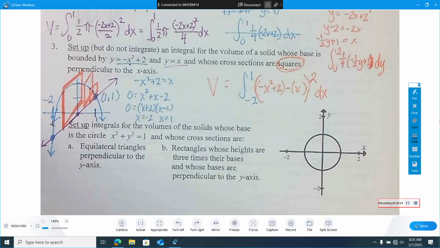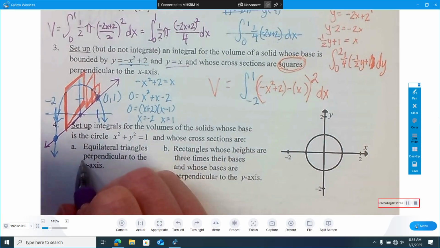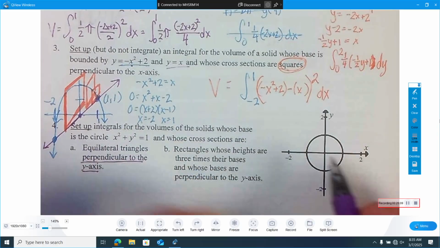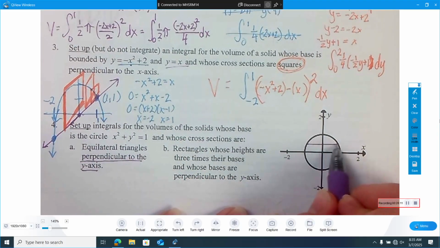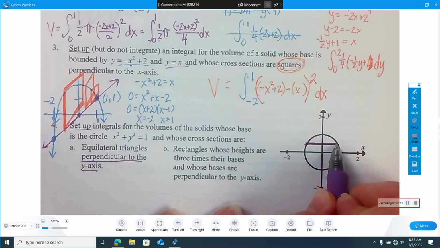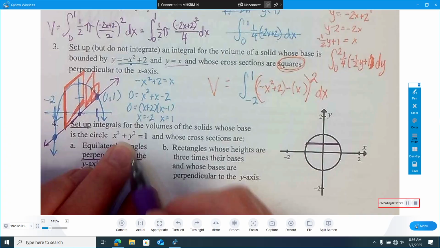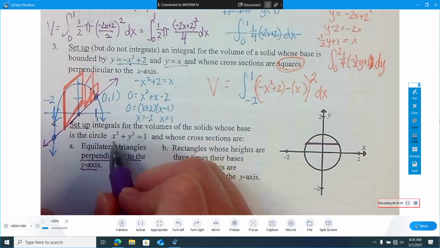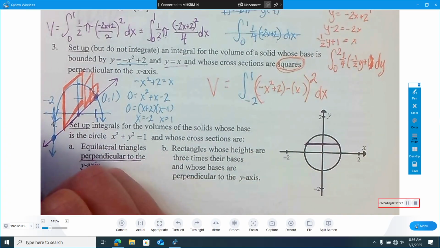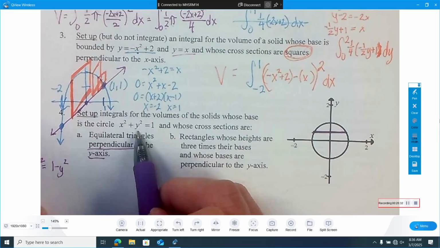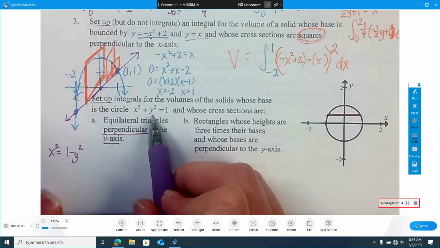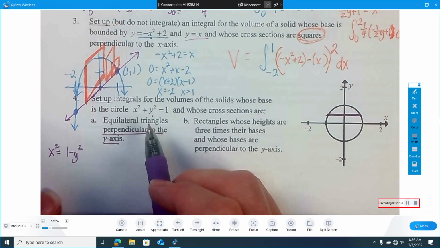Well, this is mighty interesting. If we want to be perpendicular to the y-axis, then our cross-sections are going this direction. These are horizontal, which means we need everything in terms of y. That means I need to get x by itself here. So I have x squared equals 1 minus y squared. So I'm solving this equation so that it's only in terms of y.